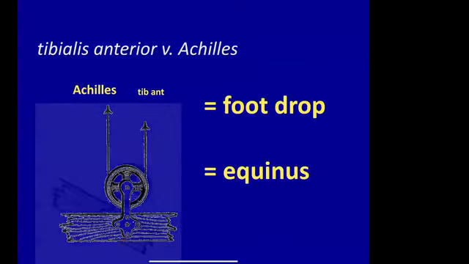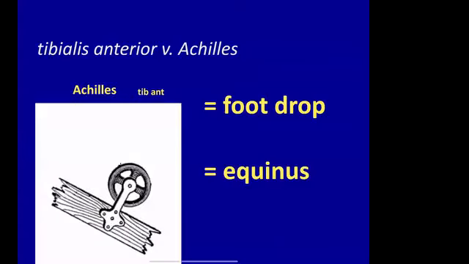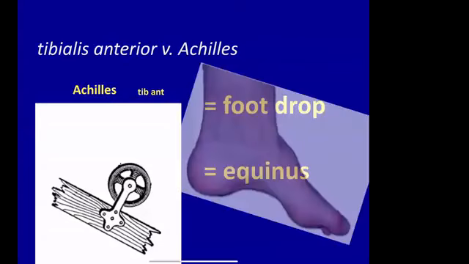You find that the Achilles tendon is pulling up, while the tibialis anterior, which is the primary dorsiflexor of the ankle, does not have much of a pull, and that is what you get. You get an equinus contracture.